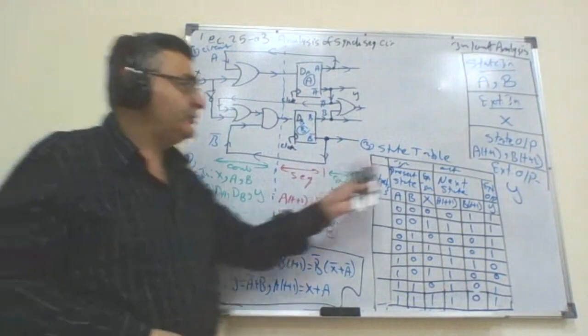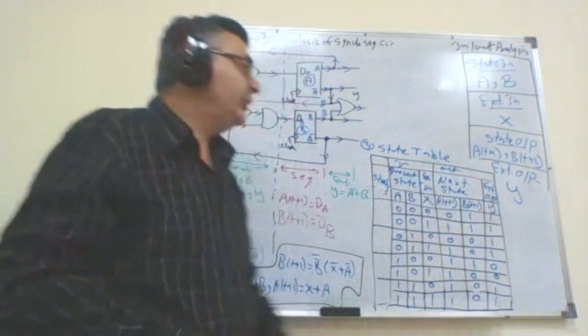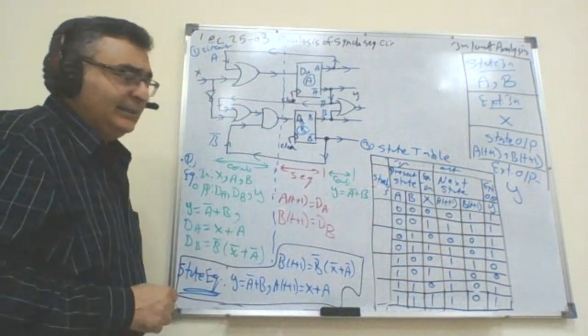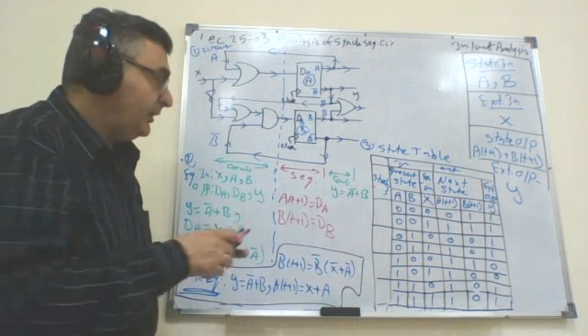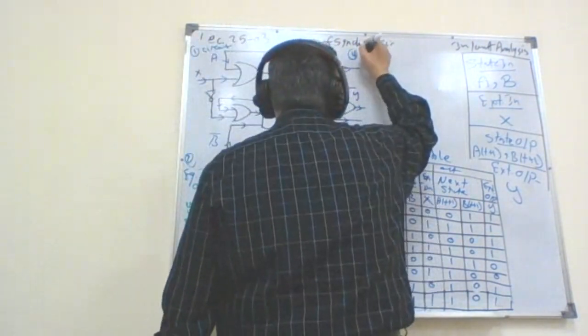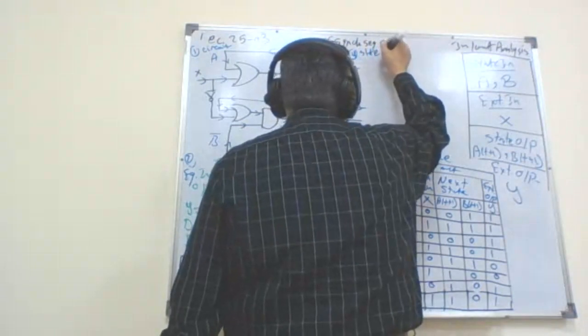From the circuit we get the equations. From the equations we get the state table. From the state table we can derive what? We can derive the state diagram. The last component that we want to draw here is part 4, the state diagram.